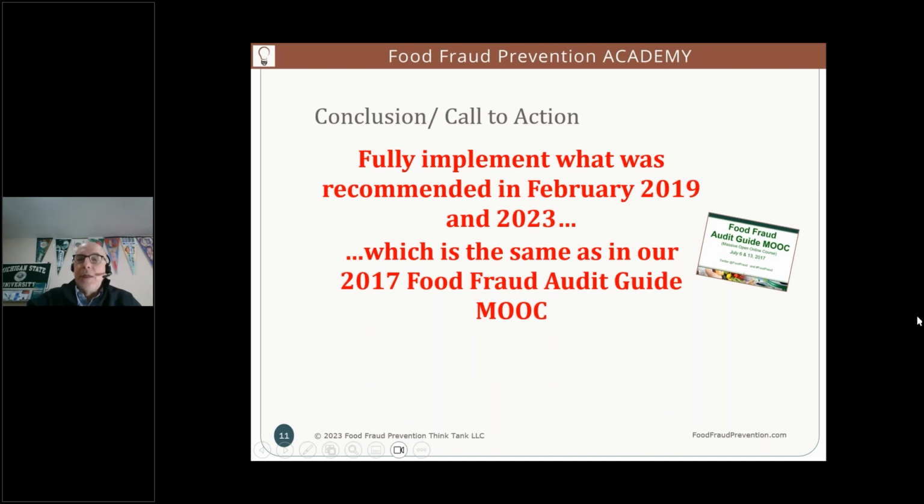When we first created the food fraud audit guide MOOC, the recommendations were exactly the same. The direction and the issues are the same as back then. We've only really refined it with updates of some of the legislation numbers, but the basic concepts are the same, which is great because whatever you did then or whatever you did for specific products is still applicable. But now really do it, and do it for all products, which sounds crazy.